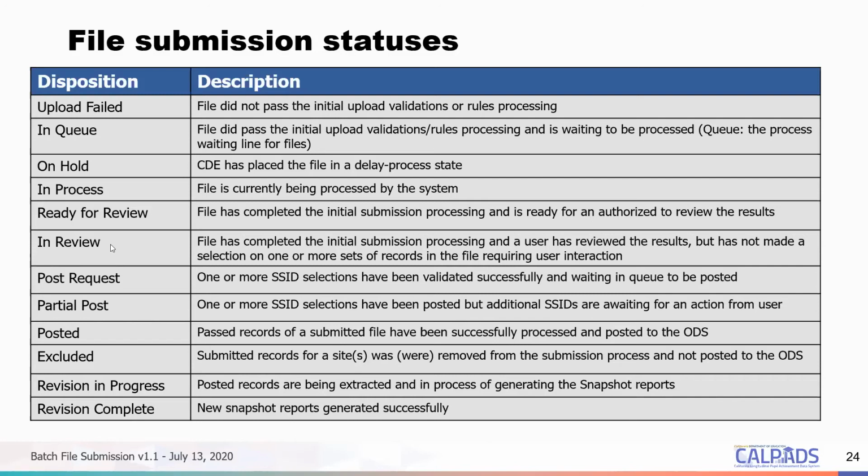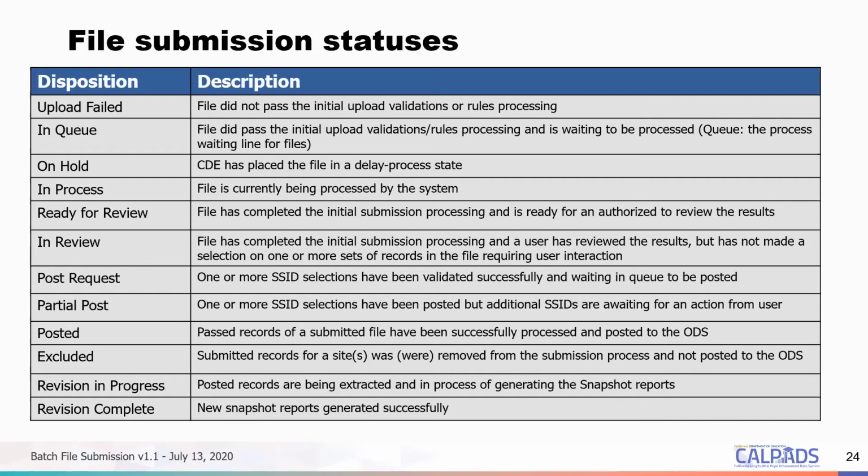Now, once you open that file and review any records or look at the details, the next status is in review. After you've reviewed the file and you've chosen to post the records or any records, it doesn't even have to be all the records. You've decided to post a record in the file, you go to post requested. You're placed in a queue at that point again, depending on CalPADS' bandwidth, depending on the congestion, depending on the activity.